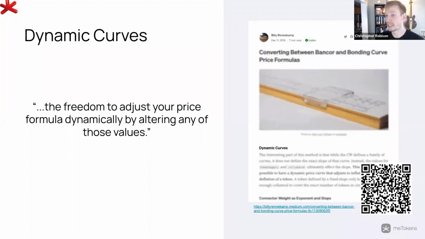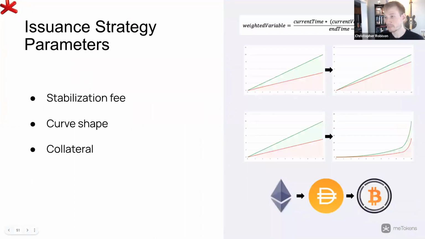In Billy's article, he was really the first person, as far as I know, to propose the idea that bonding curves could change their parameter set while in production. And so he said in his article that dynamic curves would allow for the freedom to adjust your price formula dynamically by altering any of the parameters that we just previously described. Those parameters again are, in our case, the stabilization fee, the shape of the curve, and the collateral type.